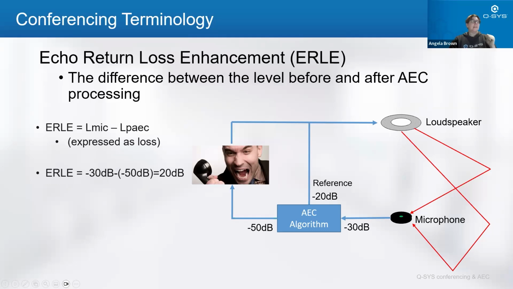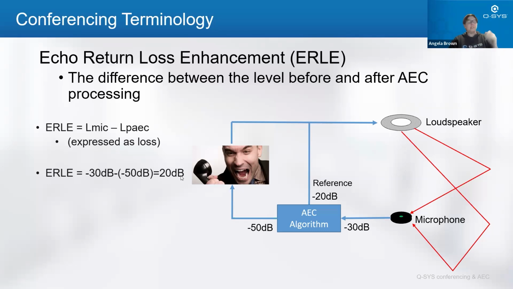The next one is echo return loss enhancement. This is a representation of the amount of work being done by our AEC algorithm. It's the difference between the level of signal at the input of the block and the level of signal after the AEC processing is complete. So in our RMLR, we've been dealing between the reference and the microphone. Now we want to deal with the microphone to basically the microphone post cancellation. How much cancellation is taking place? How much audio has been removed from the microphone signal? So this is also a simple sort of math.